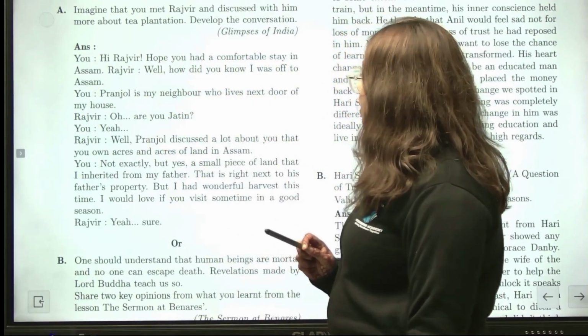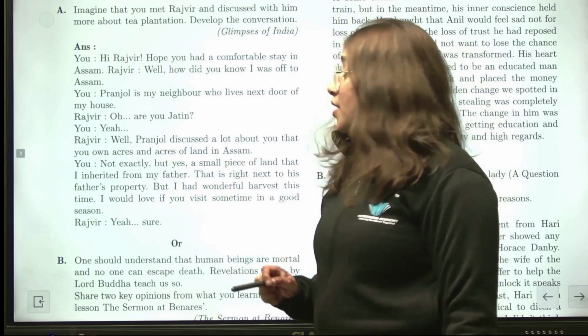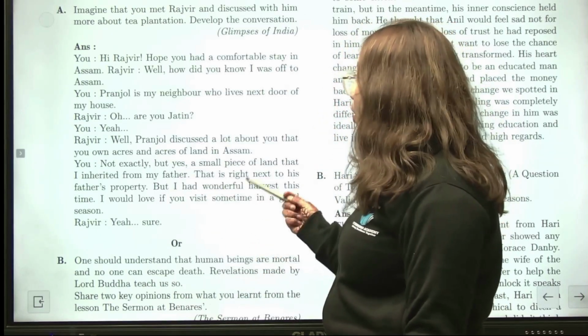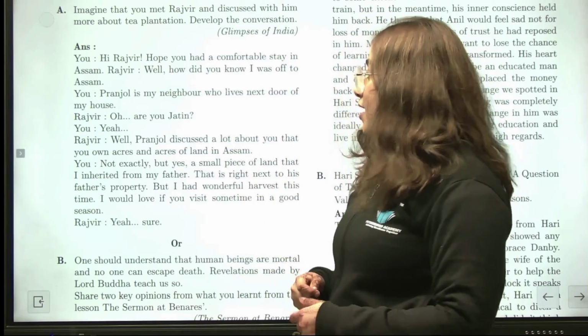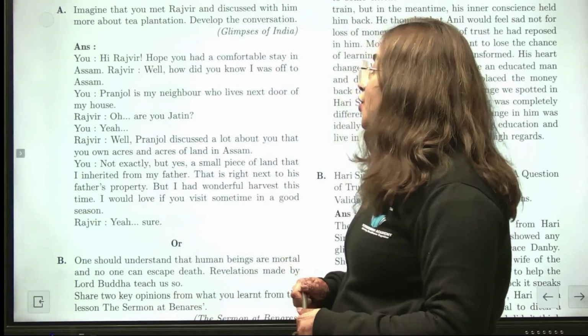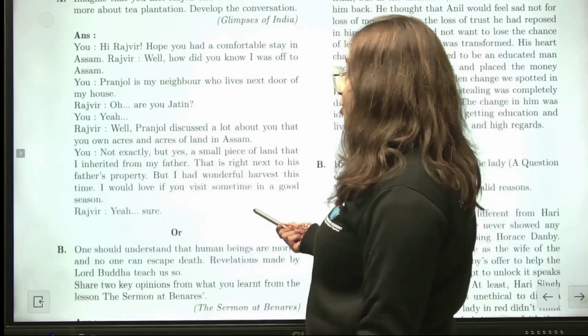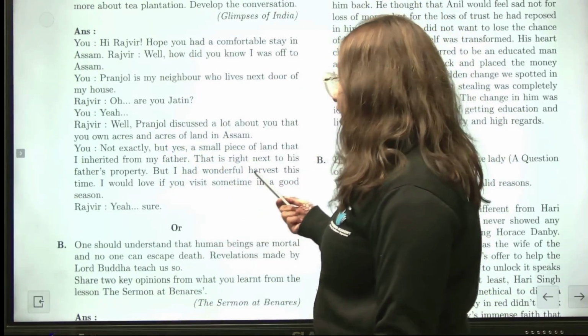Rajveer: Well, how did you know I was off to Assam? You: Pranjal is my neighbor who lives next door to my house. Rajveer: Oh, are you Jatin? You: Yeah. Rajveer: Well, Pranjal discussed a lot about you, that you own acres and acres of land in Assam.